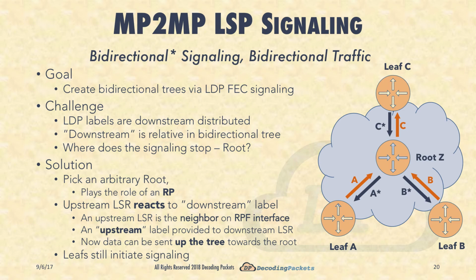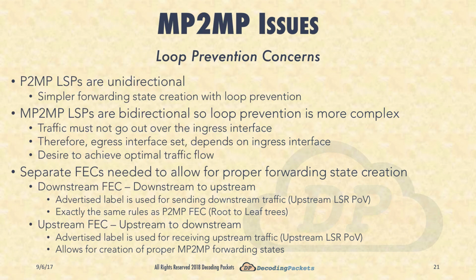But this is not all. There are a few more issues that must also be resolved. So let's look at them. The major difference between point-to-multipoint and multipoint-to-multipoint LSPs is the directionality of the trees. So again, because P2MP trees were unidirectional, the loop prevention implementation was much simpler in the forwarding plane. So in fact, it has already been achieved from the creation of the P2MP LSPs without me even being specifically cognizant about it.